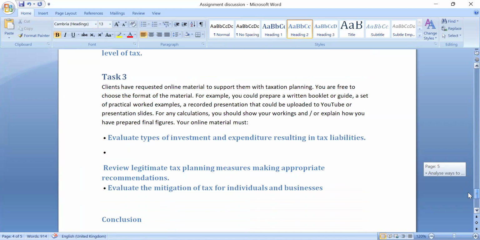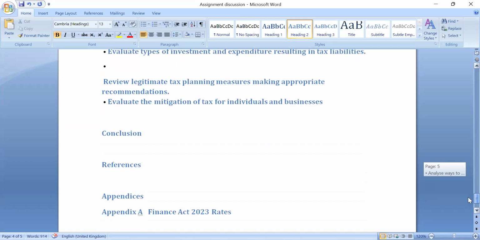Yes, you can discuss tax planning, legal tax evasion, or tax avoidance, and the ethical and moral side of things, which we can argue. There is also mitigation of tax, and individuals and businesses are different. If they have a loss or overseas income, those are things we can discuss.